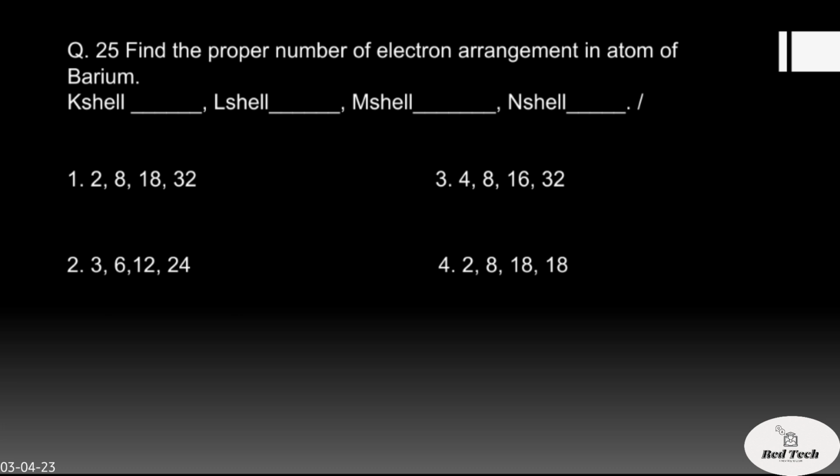So the right answer is basically option number 4, meaning 2, 8, 18, 18. Basically 18 also comes in the N shell electron. So this is basically the proper electron arrangement of barium.